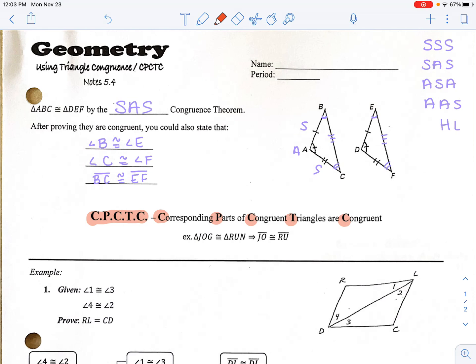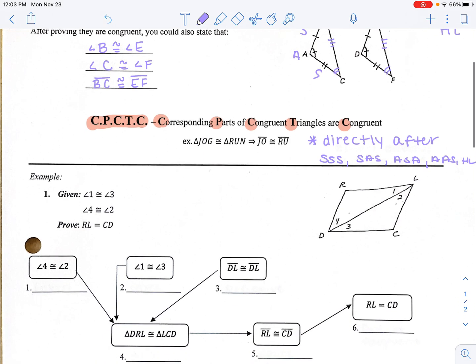All right, CPCTC. You guys will all get this confused for a little bit, but it won't be too bad. CPCTC. All right, this is a big thing. I want you to highlight this. We always use CPCTC as a reason directly after we use one of our 5 reasons: side, side, side, side, angle, side, angle, side, angle, angle, angle, side, or HL. So it always comes right after one of those in a proof. Always, always. So let's do a couple proofs together.